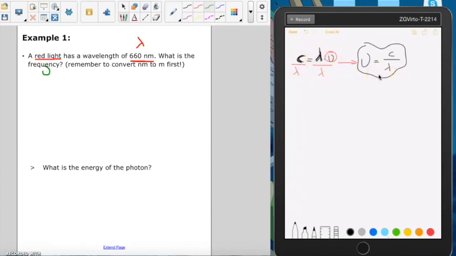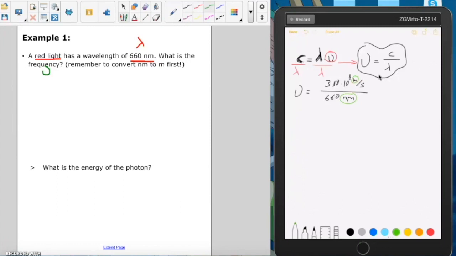Now, let's plug in the information we have here. We know that the speed of light is 3.00 times 10 to the 8 meters per second. And we know that the wavelength is 660 nanometers. We have a little problem here. That problem is that the nanometers and the meters cannot be divided one by another. You need to have the same units in order to operate, in order to divide.